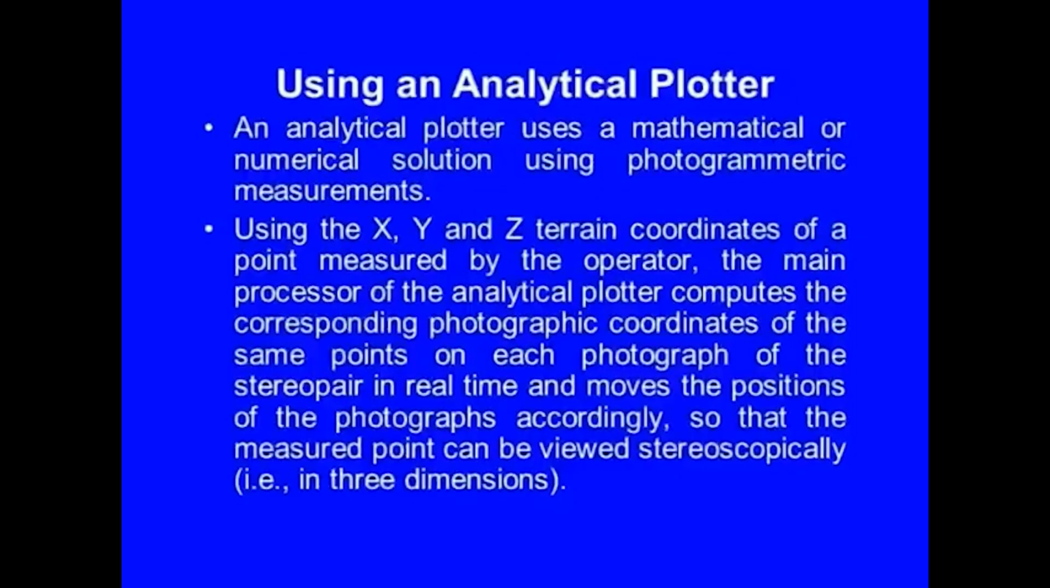Data collection using an analytical plotter. An analytical plotter uses a mathematical or numerical solution using photogrammetric measurements. Using the x, y and z terrain coordinates of a point measured by the operator, the main processor of the analytical plotter computes the corresponding photographic coordinates of the same point on each photograph of the stereo pair in real time and moves the positions of the photographs accordingly, so that the measured points can be viewed stereoscopically, that is in 3 dimensions.